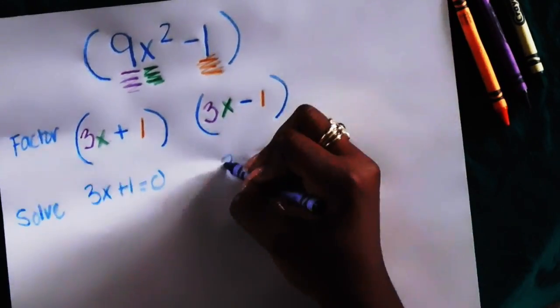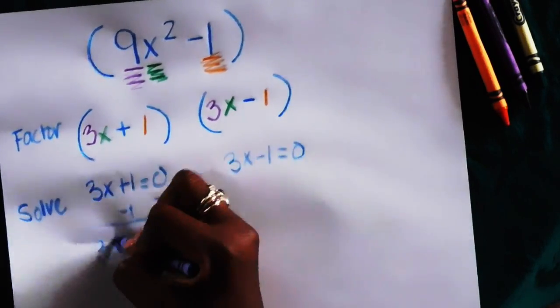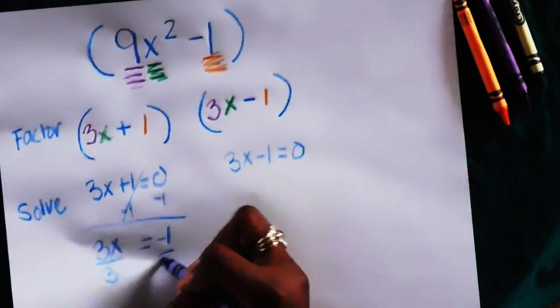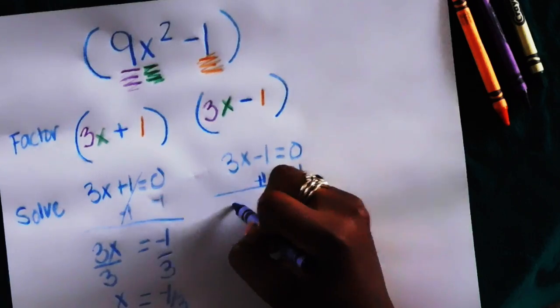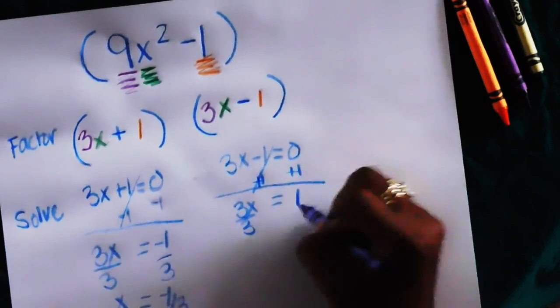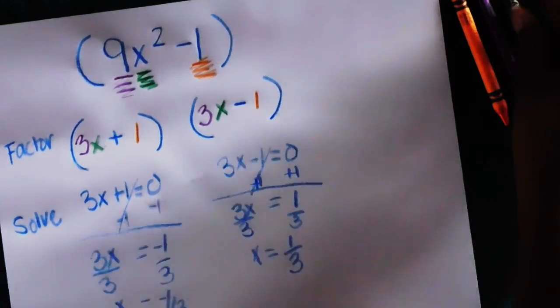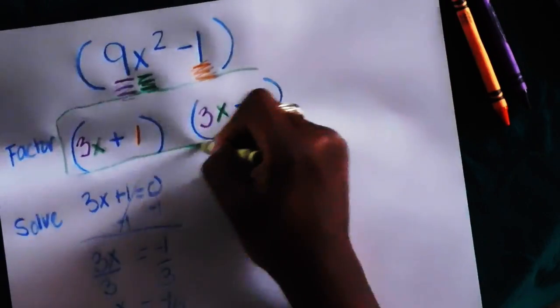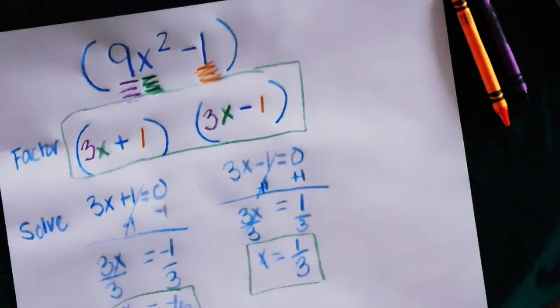So once I've factored and I've put it into 2 sets of parentheses with a plus in one parenthesis and a minus in the other parenthesis, then if I need to solve the problem, I set both factors equal to 0 and then I solve. So if I'm factoring, then this first box up here is going to be my answer. And if I'm solving, then these last 2 boxes, negative 1/3 and positive 1/3, will be my answer.